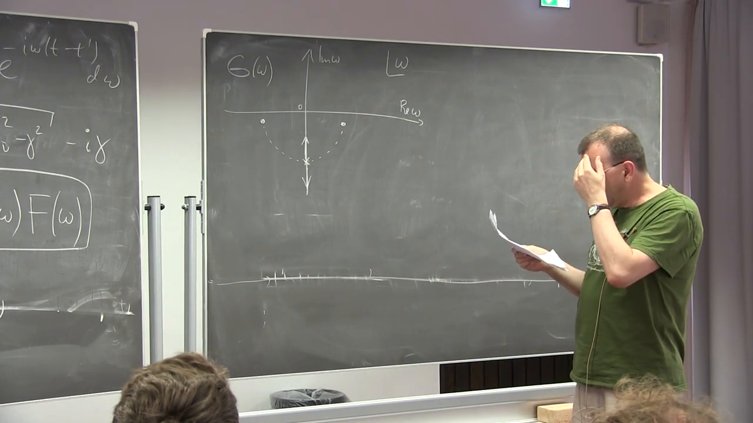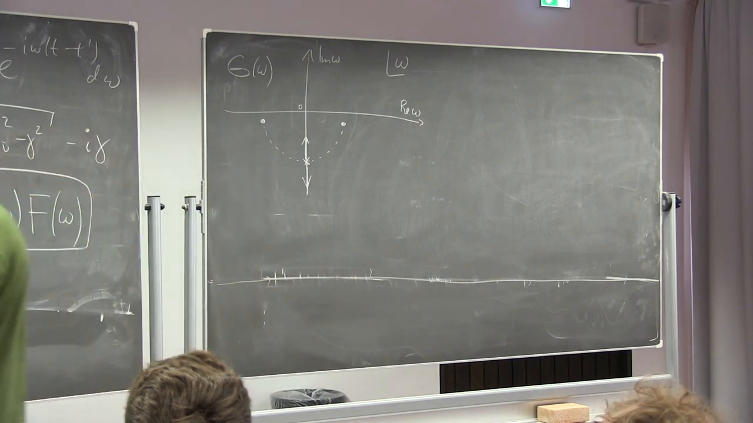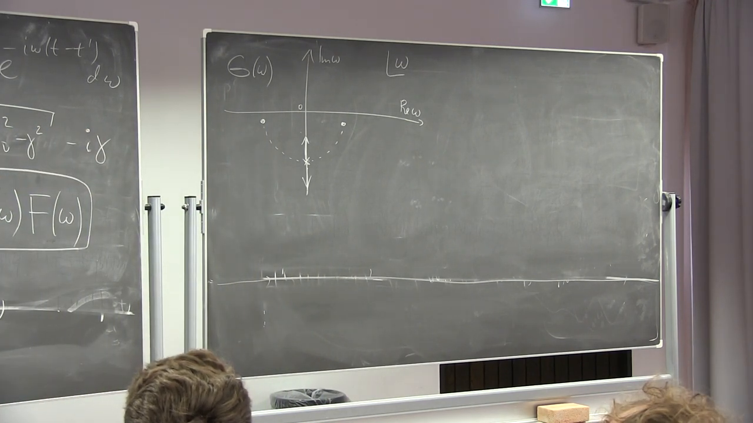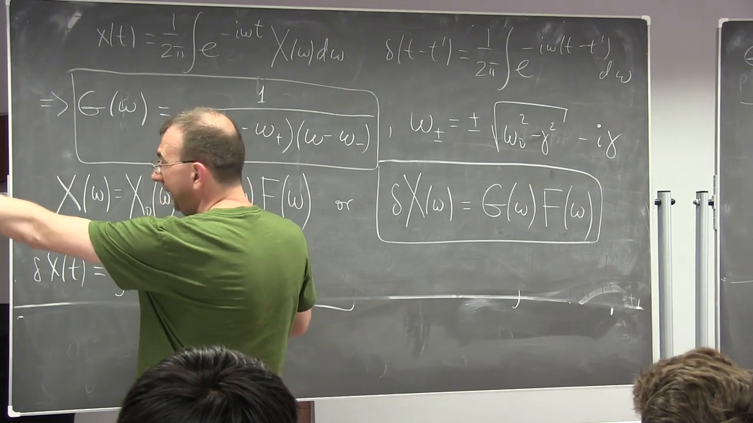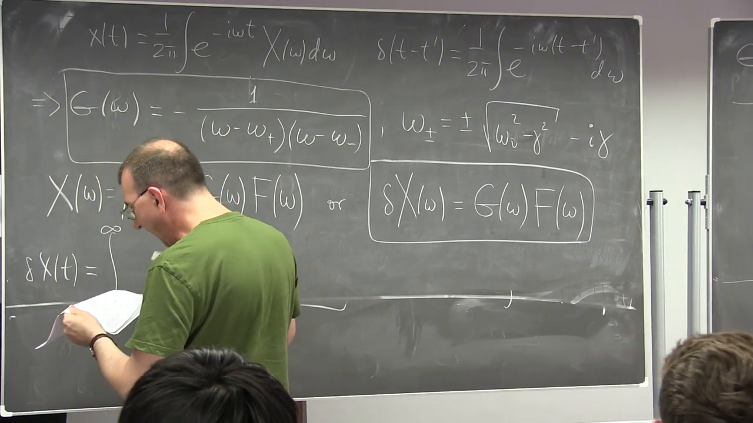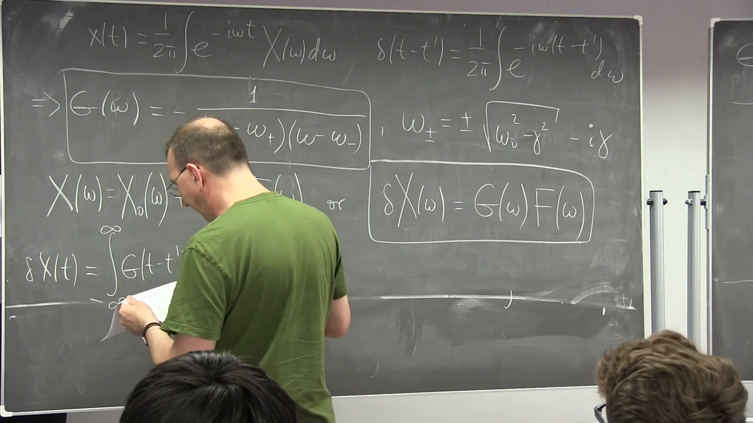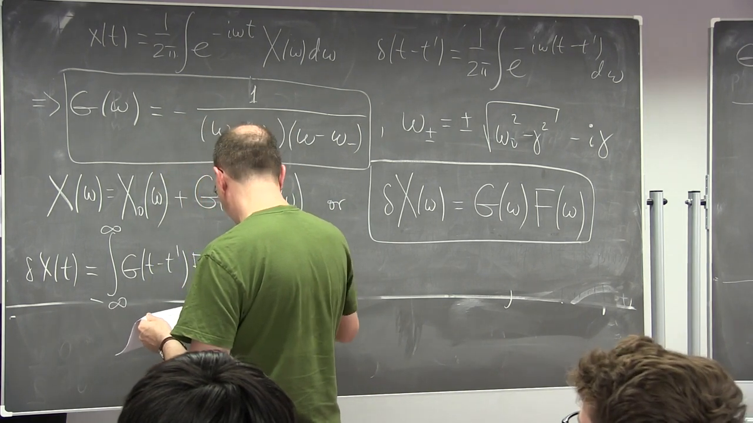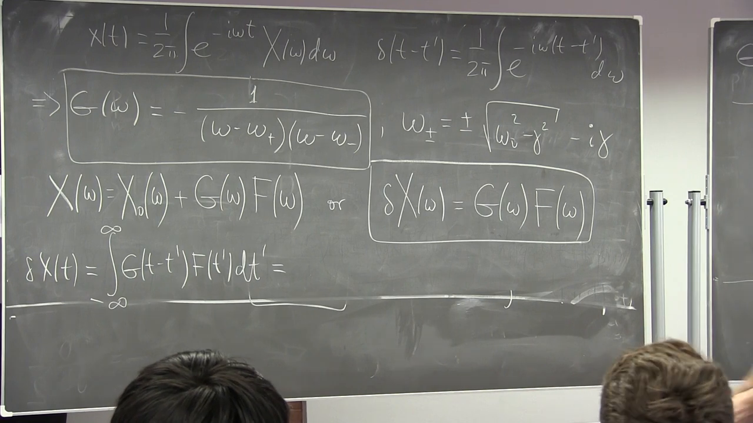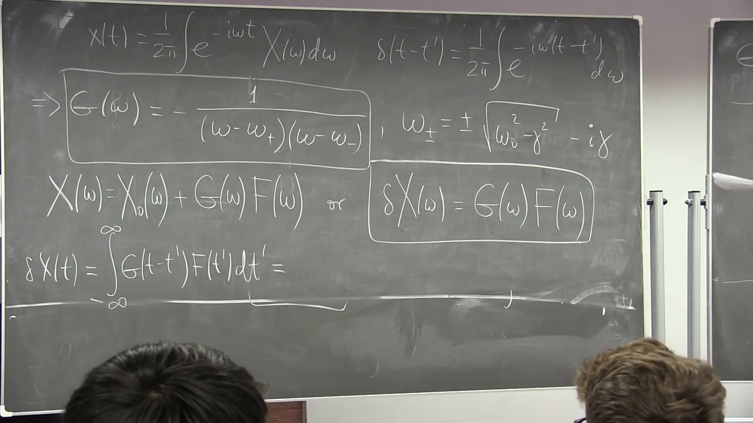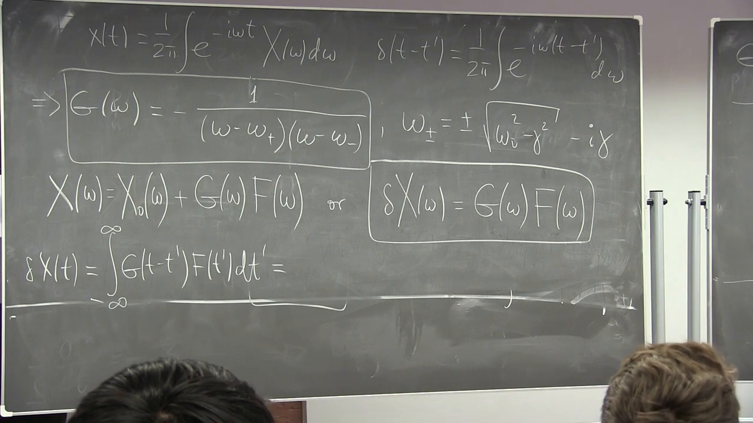Fine. Then I can write down my delta x in position space. Let me write this down here. Delta x of t, I can Fourier transform, and I have the integral from minus infinity to infinity of g of t minus t prime times this f of t prime dt prime. But then there is an interesting property of this g as a function of t. You can find explicitly what this g is. Let me write this down here: g of t minus t prime.